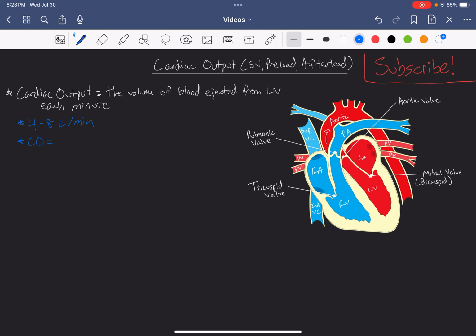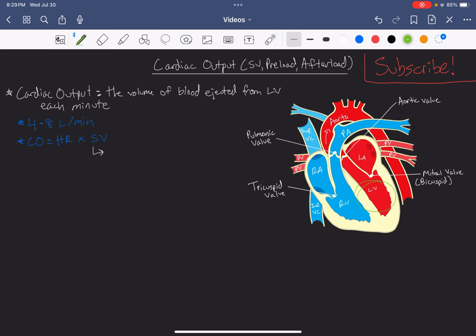Cardiac output is equal to heart rate times stroke volume. Okay, so you probably know what heart rate is, so now in order to understand this formula, we have to understand stroke volume. So stroke volume is the volume of blood that's ejected from that left ventricle each beat.